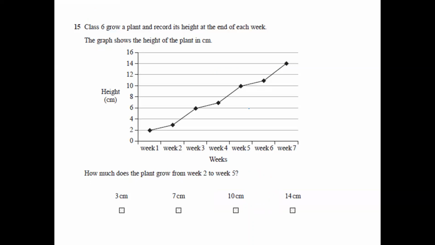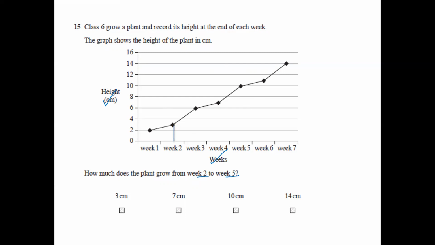15th question. Class 6 grows a plant and records its height at the end of each week. The graph shows the height of the plant in centimeters. So the vertical axis shows the height in centimeters and the horizontal axis shows the time in weeks. The question is, how much does the plant grow from week 2 to week 5?